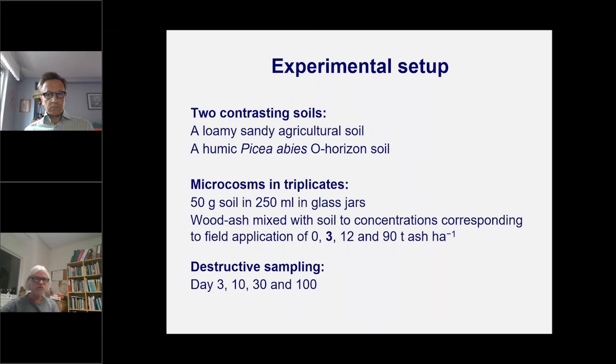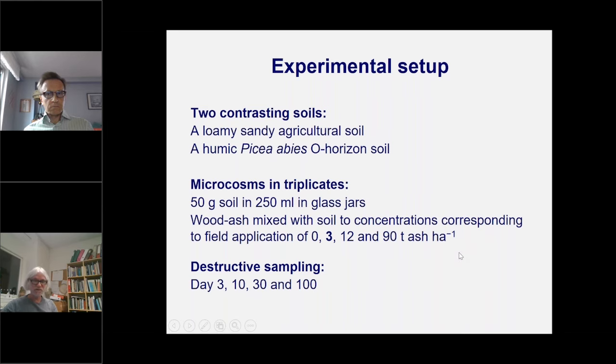We looked at two different soils, a loamy sandy agricultural soil and a humic forest soil, the O-horizon. From these two soils, we made microcosms in triplicates from 50 grams of soil. We mixed this soil with wood ash to different concentrations, that is 0, 3, 12, and 90 tons ash per hectare, corresponding to these amendments.